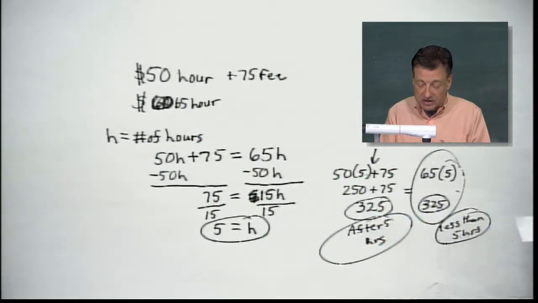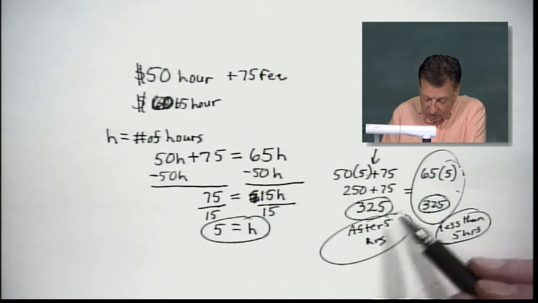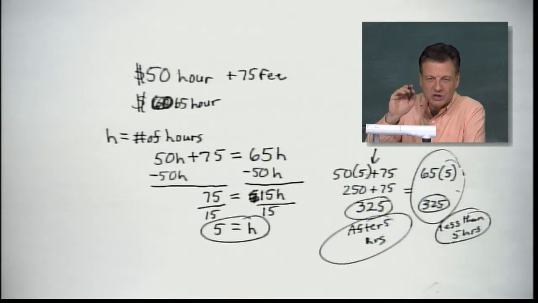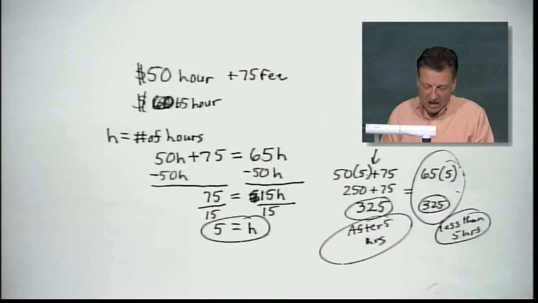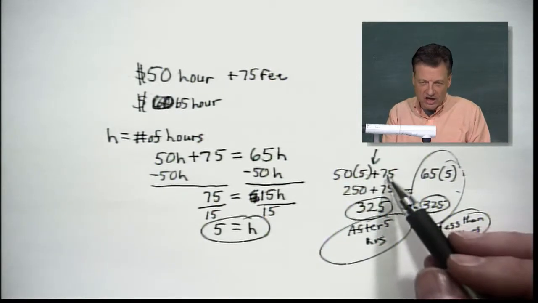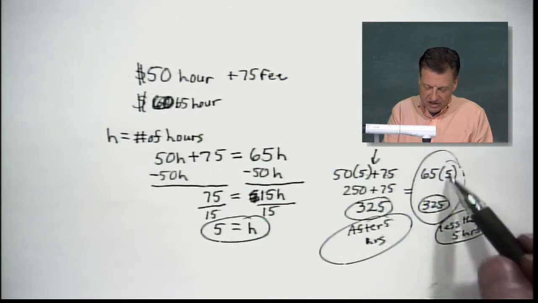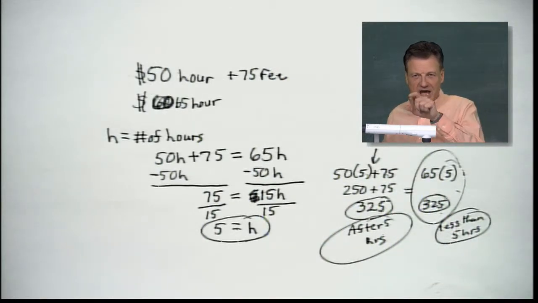Well, no, I'm sorry. They're going to break even there. But when you put the numbers in there, that's what's going to happen. This one is going to be a better deal in the long run after 5 hours. This one, before 5 hours. Okay, less than. Got it?